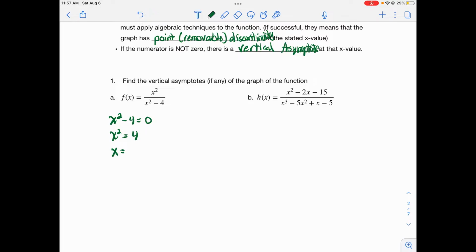And when you take the square root of each side, you have to use plus or minus. Square root of 4 is 2. So I have two possibilities. x is 2 or x equals negative 2 could be vertical asymptotes. To figure out if they are, okay, so I dealt with the denominator.